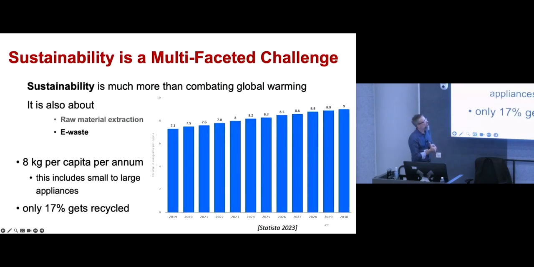This graph is showing the amount of e-waste that we are producing as a function of time. Today, we're producing about 8 kilograms of e-waste per capita per year. This includes both small and large appliances, so it's not just smartphones that we are no longer using, it's also fridges, everything that has an electronics component to it.